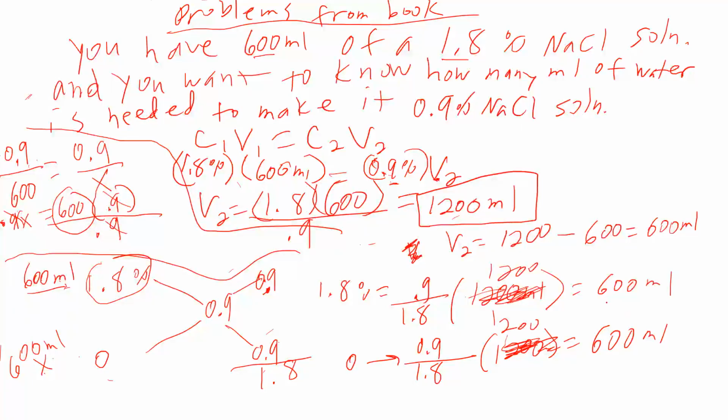And now we do know that 600 mils of each. Well, 600 of the 1.8 and 600 of the 0.9 percent to give you the total quantity, 600 mils. I mean 1200 mils of 0.9%.